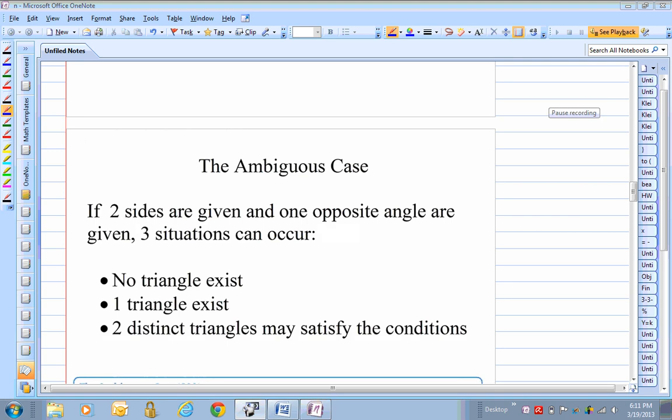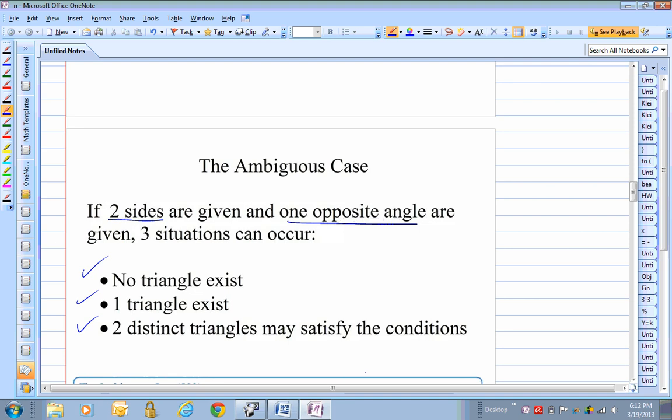Next, I want to introduce to you something called the ambiguous case. Ambiguous means we're not quite clear because of the information that we've been given. If we're given two sides and one opposite angle, then we have three situations that could occur. We could have no triangle because the third side might not be long enough to complete the triangle. We could have one triangle, which is in most of our cases, or we could have two triangles. And this can occur in specific situations.